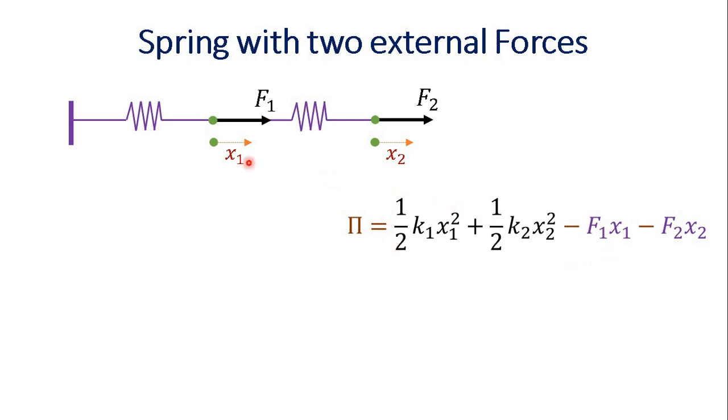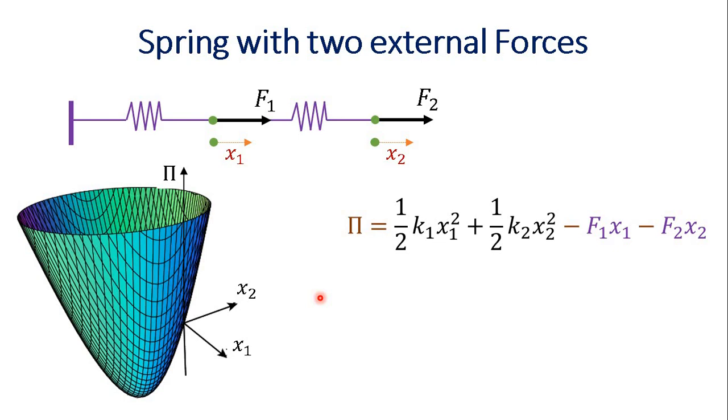Remember that the potential energy of both internal and external systems were 0 when there is 0 displacement of these nodes. So here the total potential energy pi is dependent on two variables, x1 and x2. So if we try to plot the graph of total potential energy with respect to x1 and x2, then we get a 3D surface like this.